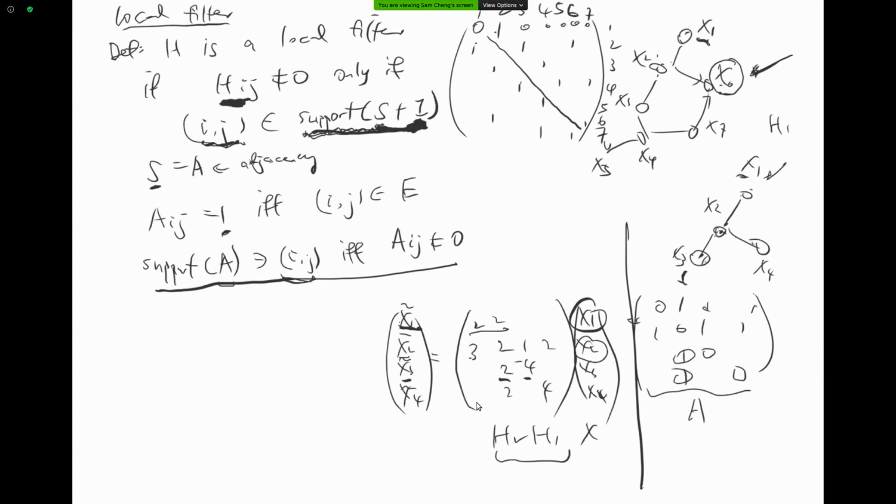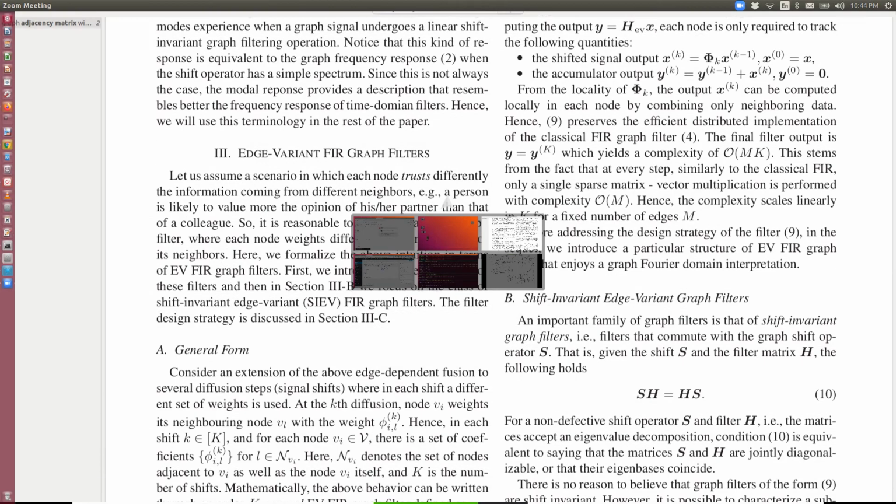But if I cascade two local filters here, then my future value of X6 will depend not just on X2 and X7, but also X1, X3, X4. Because the first time, X2 will depend on X3 and X7 will depend on X4, and then when we apply it again, X6 will depend on X4 and X3 as well. So we will call this a distributed filter, or more precisely, a distributed implementation. They call this distributed graph filtering here.